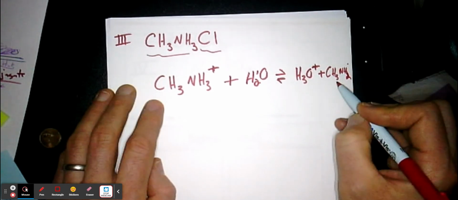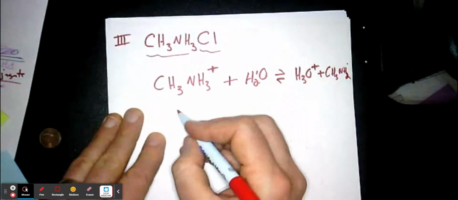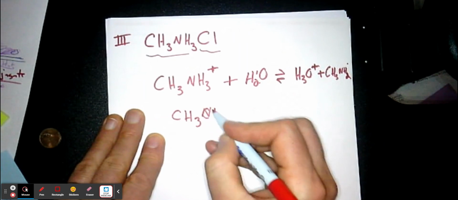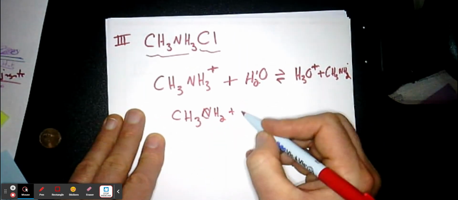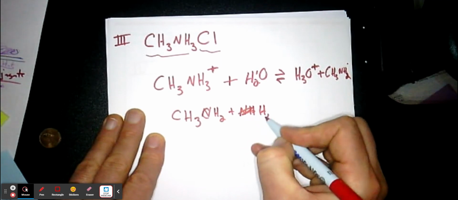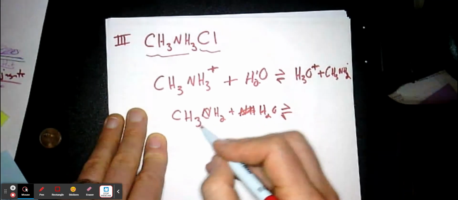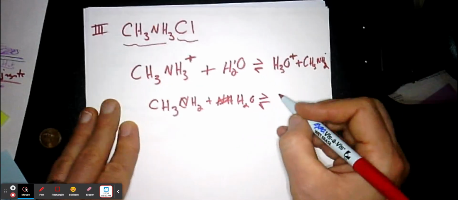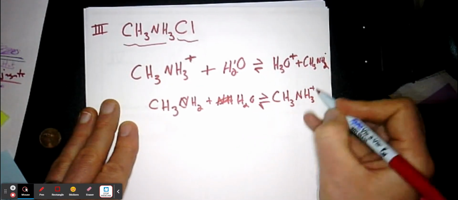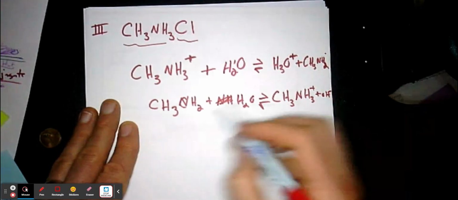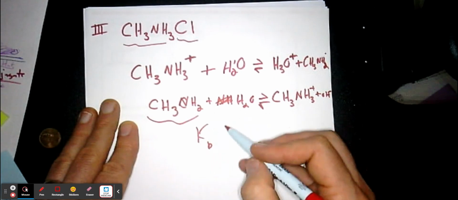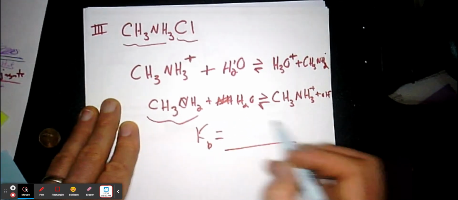It's a 2. Now, another thing, if I flip them, this can act as a base to make this. This has a Kb value. It's methylamine. Its Kb value, I could look it up in the book.